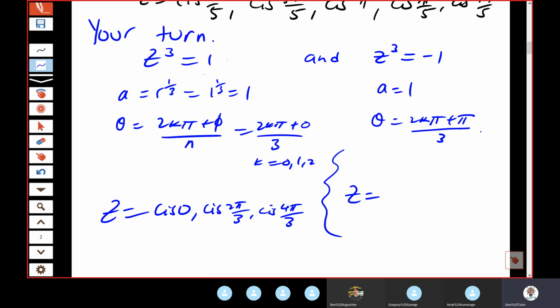2k pi plus pi, so that's 3 pi. Sorry, when k is 0, you should get cis pi on 3. When it's 1, you get cis pi. And when it's 2, you get cis 5 pi on 3. We're happy? All right, the next, anyone? Any questions?